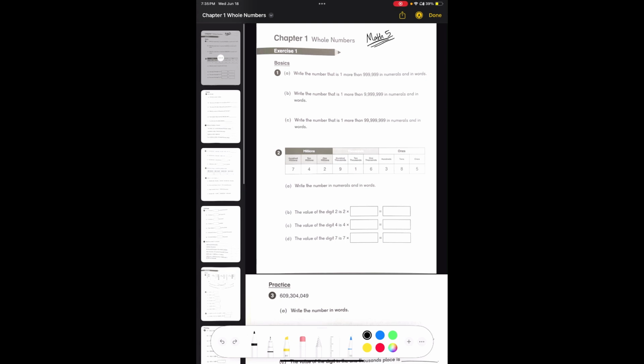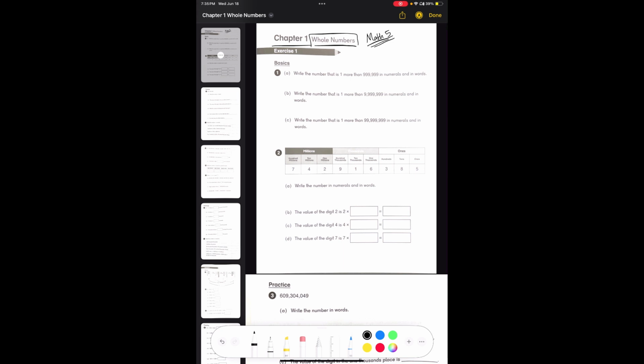This is Math 5, Chapter 1, Whole Numbers. Question number 1. Write the number that is 1 more than 999,999 in numerals and in words.